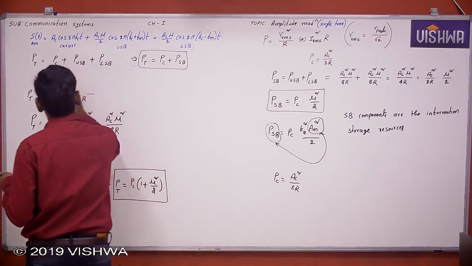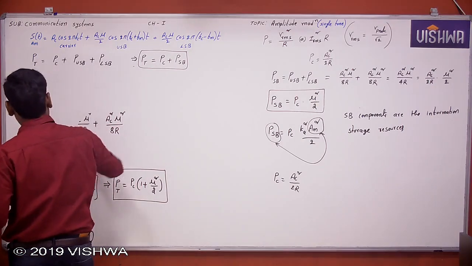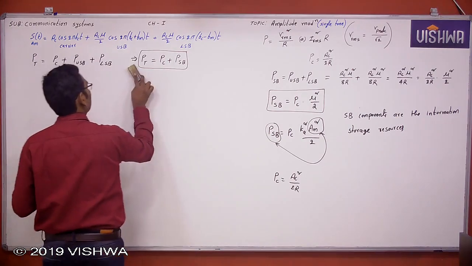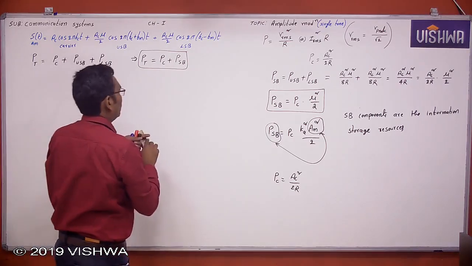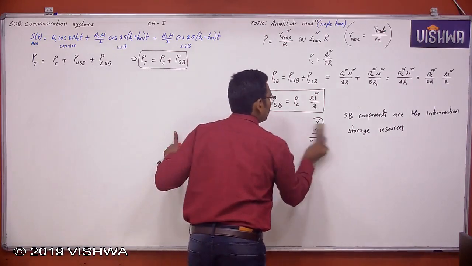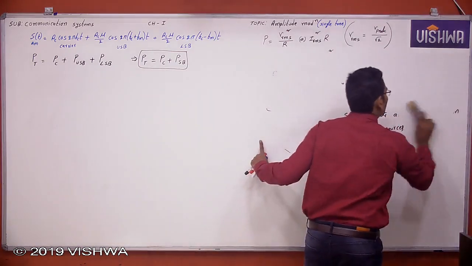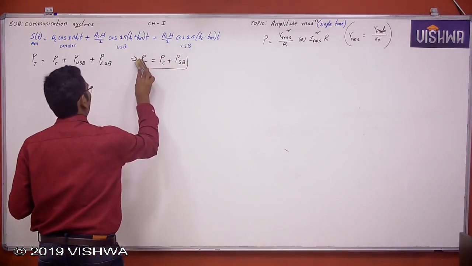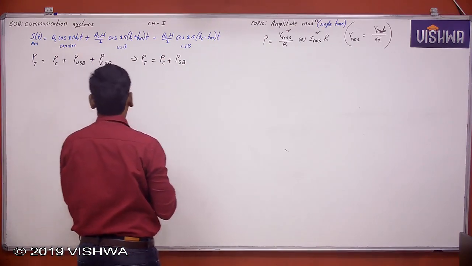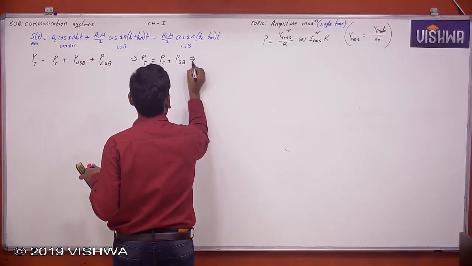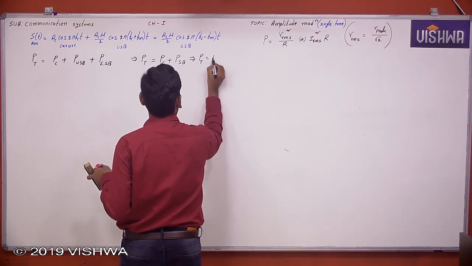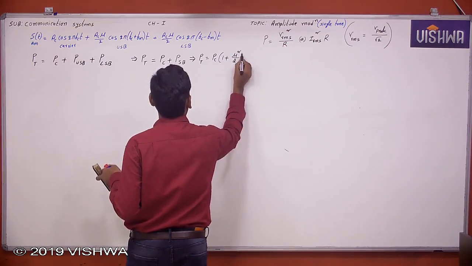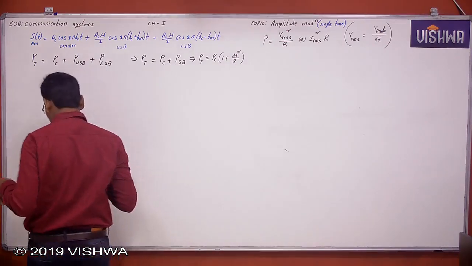Now first we will finish the importance of this power. See here, this is the total power. The total power is nothing but carrier power plus sideband power, which is equal to Pc into 1 plus mu square by 2.